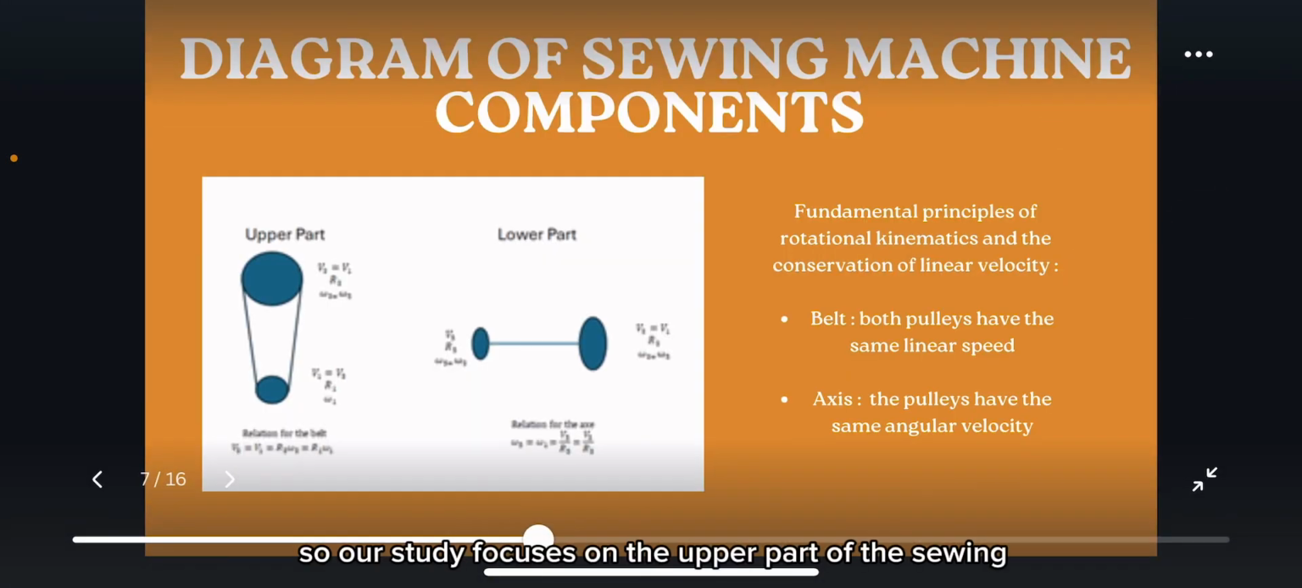So, our study focuses on the upper part of the sewing machine, namely the control movement of the needle. The lower part, which includes the movement of the fabric, will therefore not be taken into account here. The mechanism is based on a belt pulley system. The motor drives the belt, which drives the upper pulley, and drives the key mechanism. As shown on the slide, speed and rotational speed relationships are used to configure the size of the pulleys.